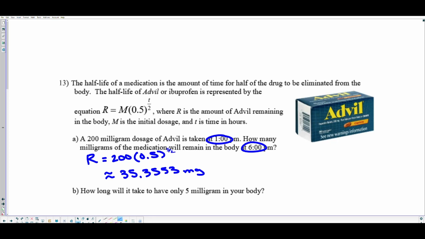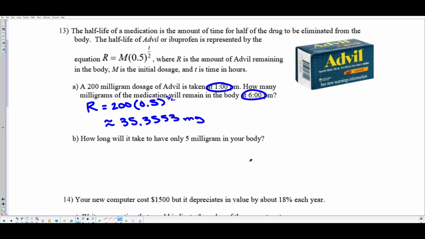Okay. Next part. How long would it take to only have 5 milligrams in your body? Okay. So same idea again. This is R equals. But this time around we want 5 milligrams to be the end result. So instead of R, we're going to put 5 equals, and we're still going to take 200 milligrams, and it's going to be 0.5. This time around, it's asking how long, so we don't know. So the time is going to be an unknown. So it's going to stay T over 2 as a power.